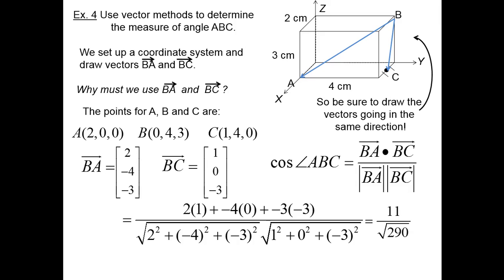Okay, think for a second, make a prediction here. Cosine theta is now a positive quantity, 11 over the square root of 290. So is theta going to be acute or obtuse? And it should be an acute angle because that was a positive result.